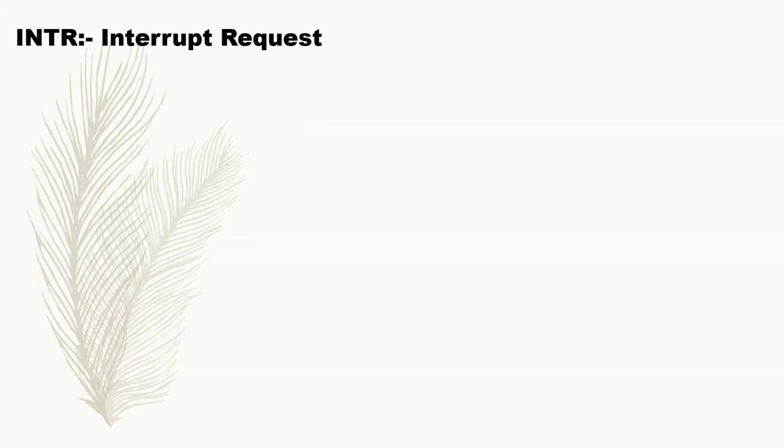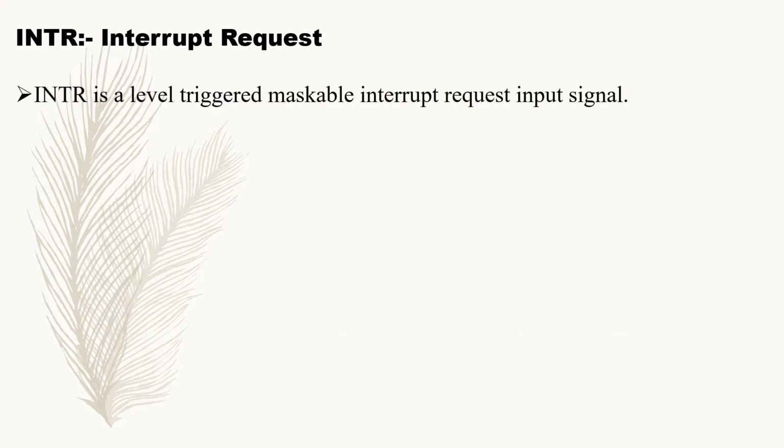Next we have INTR, where INTR stands for interrupt request. INTR is a level triggered maskable interrupt request input signal. We discussed in the concept of interrupts what happens to the microprocessor when it is interrupted. The INTR pin is always active low. When it makes a transition from low to high, the processor comes to know that there is an interrupt. Basically INTR is an input signal used to inform the microprocessor that an interrupt has arisen.